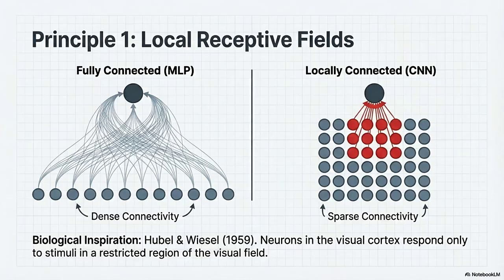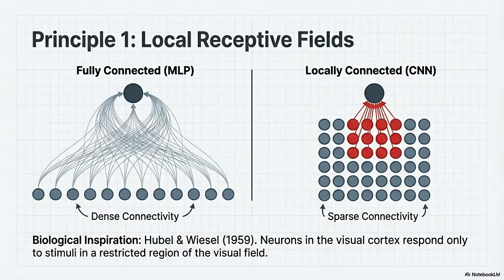Look at the difference here. On the left, that's the MLP's wiring diagram, a total mess, everything connected to everything. But on the right, that's the CNN. See how clean it is? Each neuron in the next layer is only connected to a tiny window of the input. We call this window its receptive field.